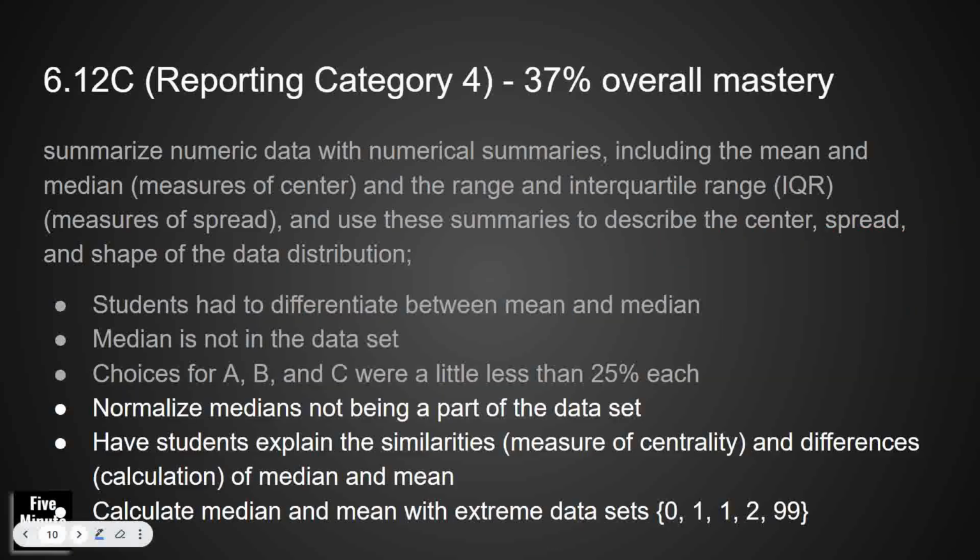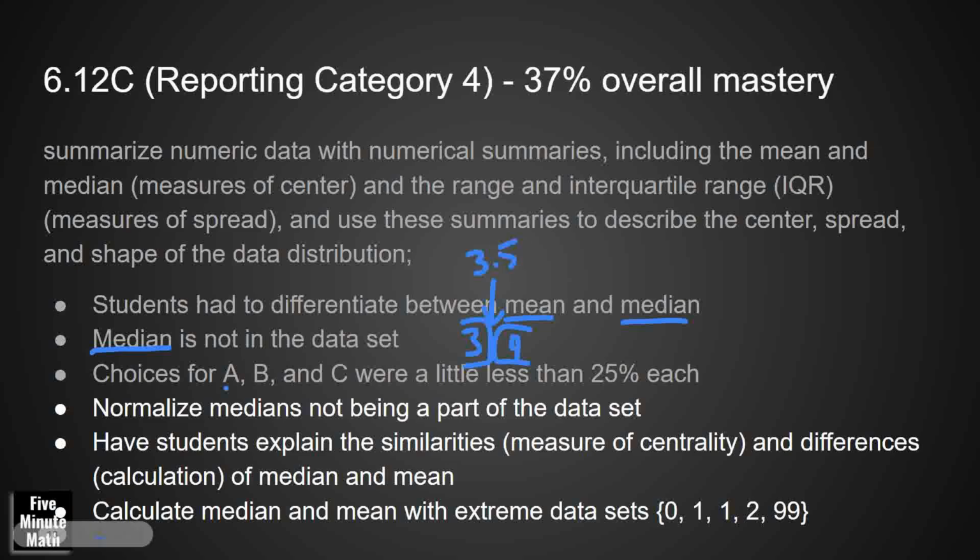So differentiating between mean and median, which are both measures of centrality, can sometimes be difficult for students because they're always going to be fairly close. Sometimes they even end up being the same number, but you calculate them differently. Once again, the median was not in the data set. It was between that 3 and that 4, so that still messes our kids up: your median can be a number that's not even in the data set.